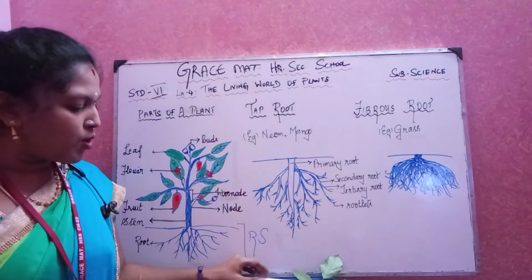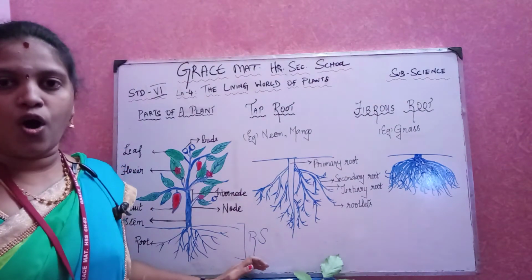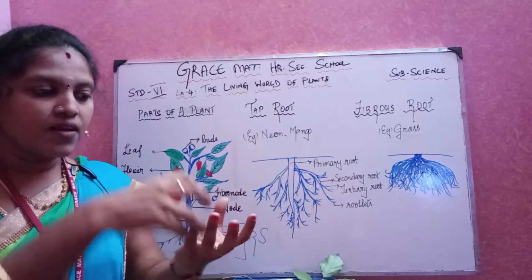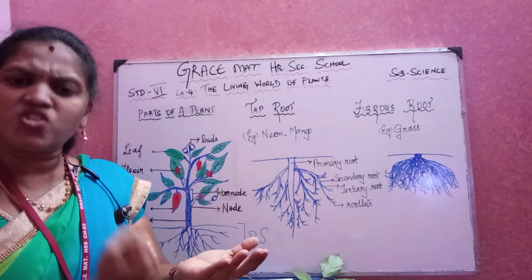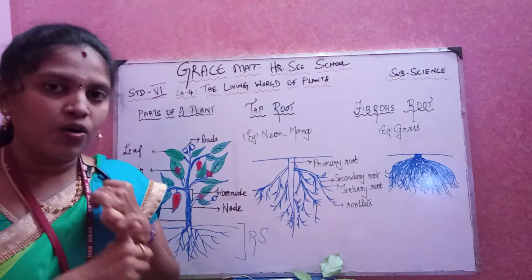What do you know about roots? Why is the root very much needed for a plant? Because it fixes the plant to the soil. Yes, you could see the plant gets fixed just by the roots. So fixation takes place just by the roots.